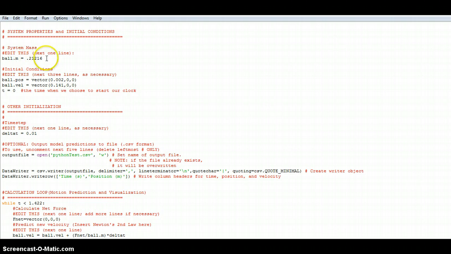Ball.m is the mass of the can. This is shown in kilograms. The position is the initial position, which was also 0.002 meters. The initial velocity, which was found, is 0.141 meters per second.